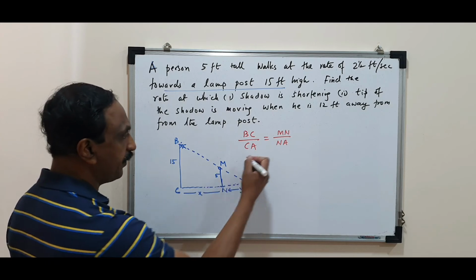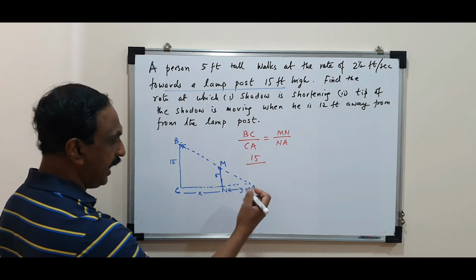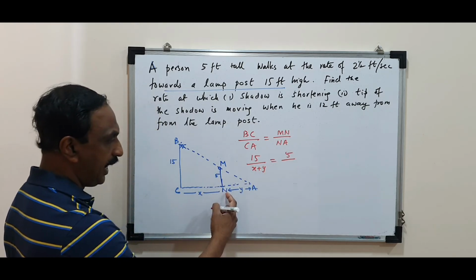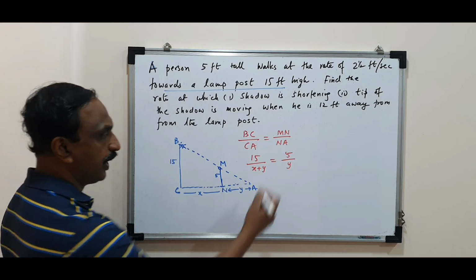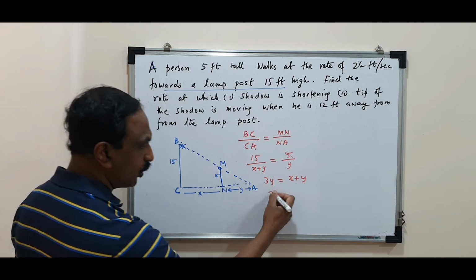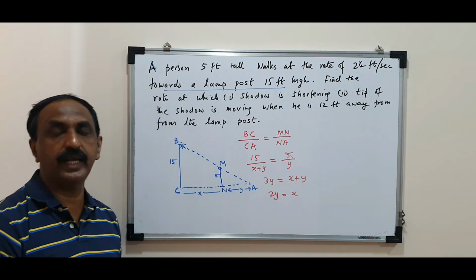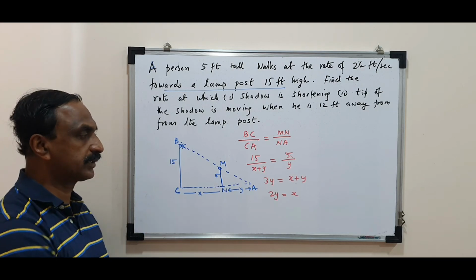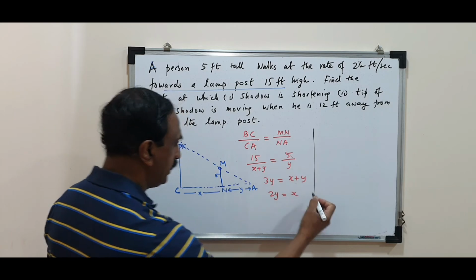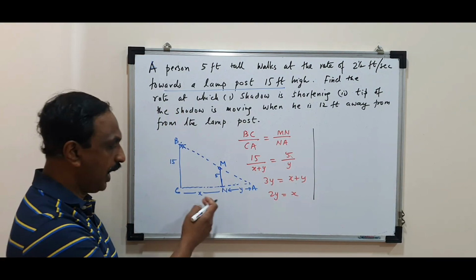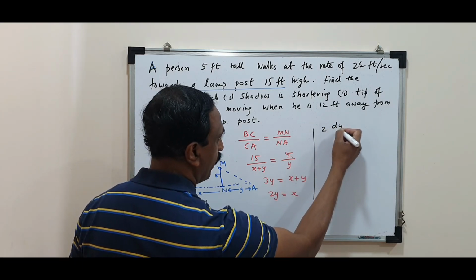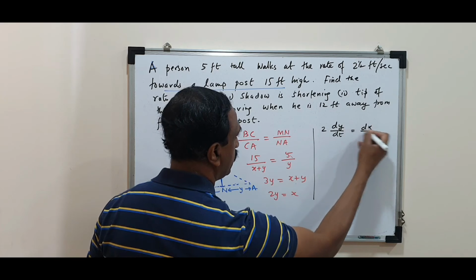Now BC is 15, CA is x plus y, MN is 5, NA is y. So you can say this 5 and this get cancelled, 3y is equal to x plus y. So 2y equals x. So the relation between x and y is 2y should be equal to x. Now if I differentiate this with respect to t, remember I know the rate at which the man is walking, so I need the rate at which y is changing. So I'll write 2 dy by dt equal to dx by dt.